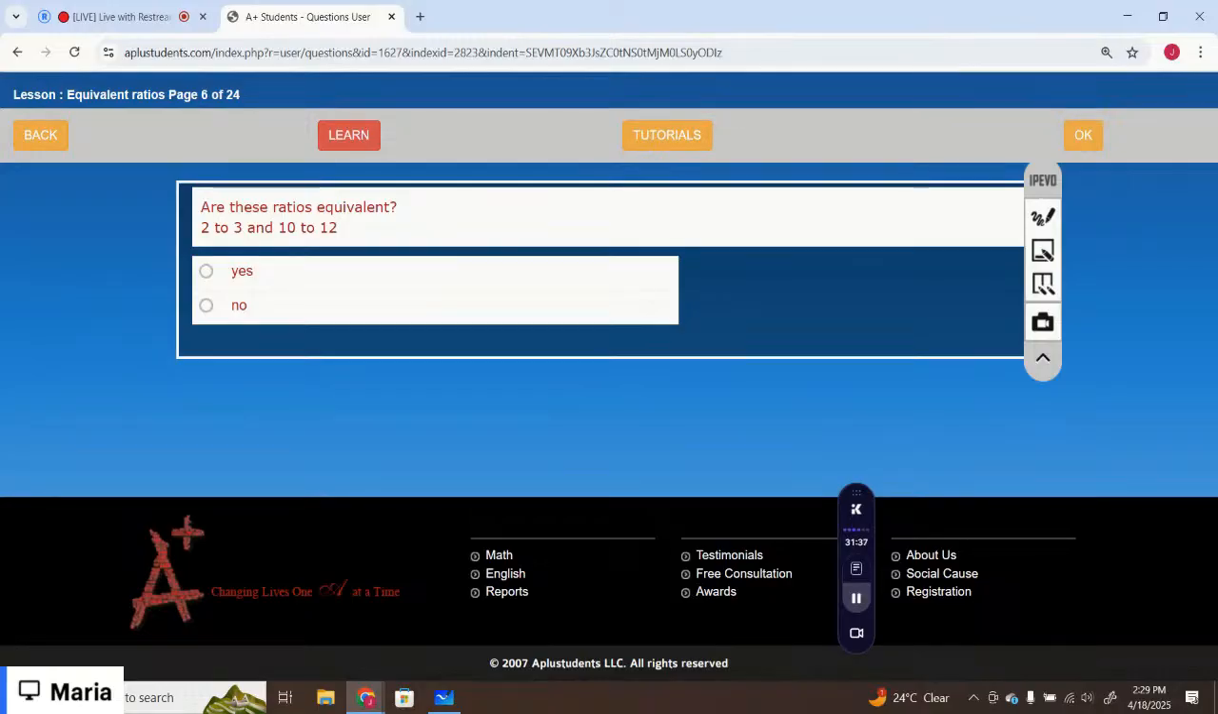Two to 3 and 10 to 12. No, they are not equivalent. Okay, you can complete the lesson by yourself a little later. Let's just move to the next lesson.